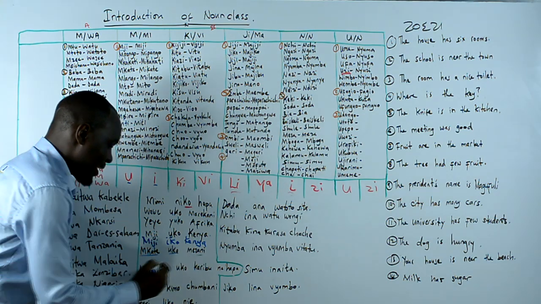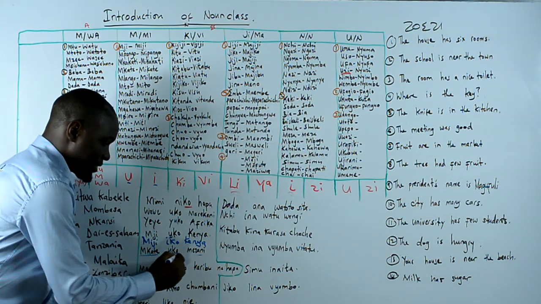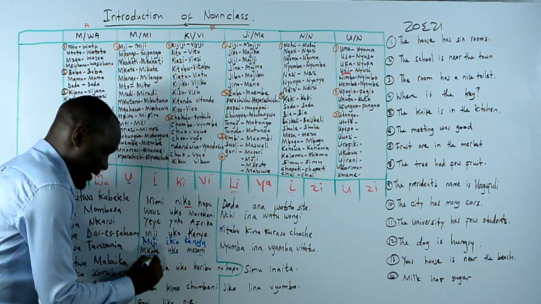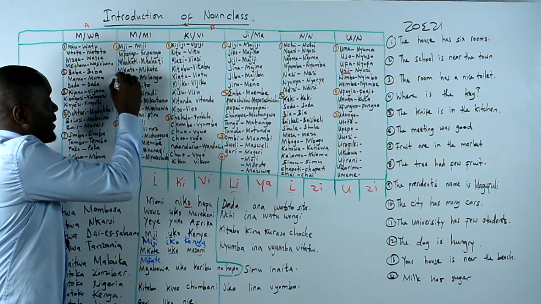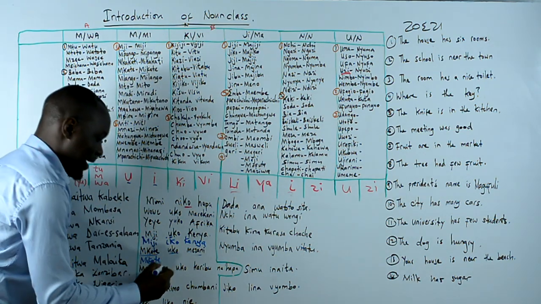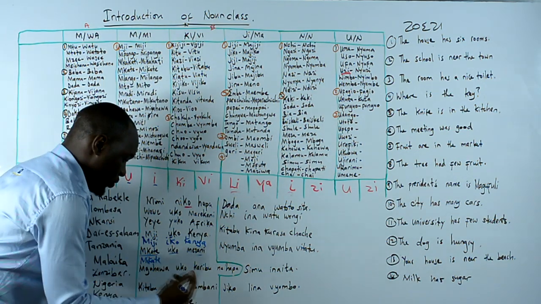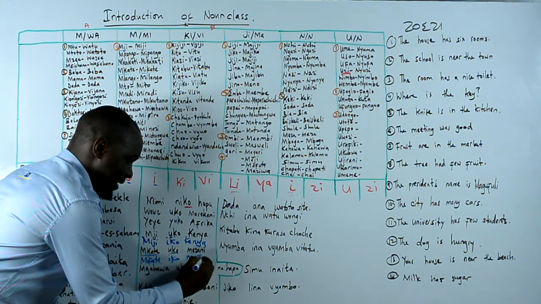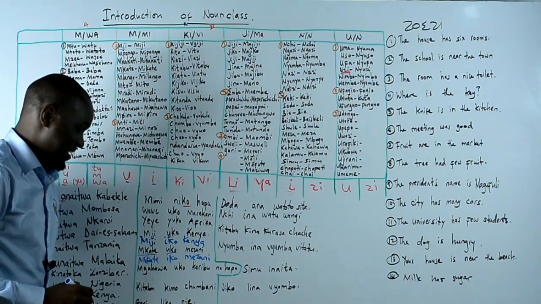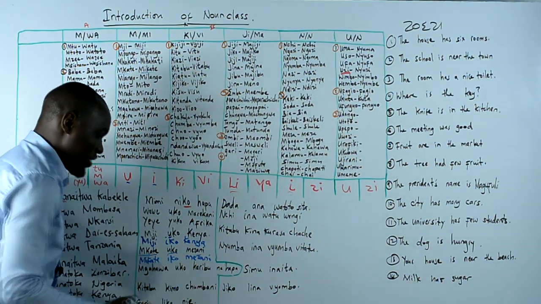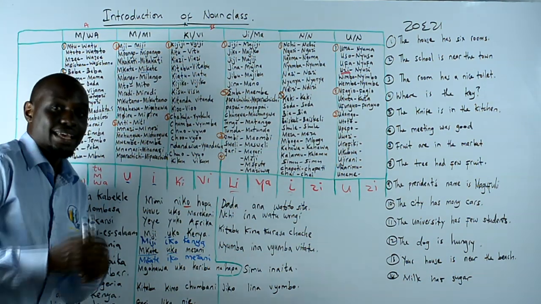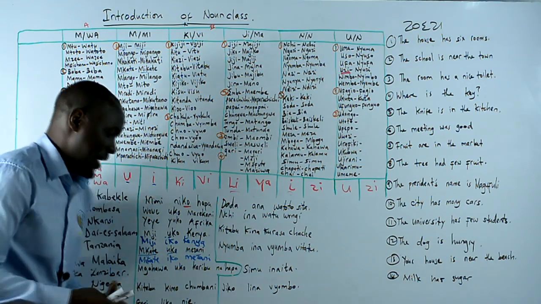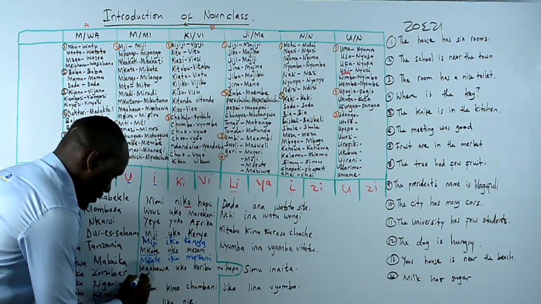Mkate uko mezani. The bread is on the table. Plural will be mikate, because mkate is one. Many will be mikate. So mikate, the breads are on the table. Mikate iko mezani. You see that? Mgahawa uko karibu na hapa. How do you say restaurants are located close to here in Swahili? That will be migahawa.